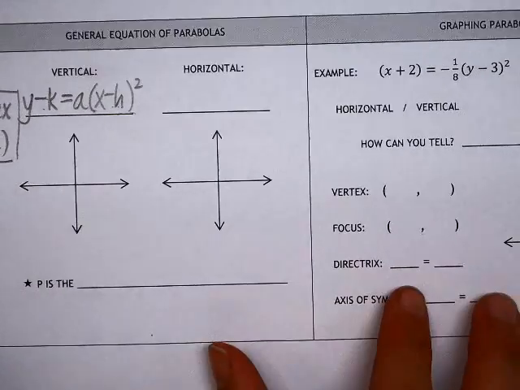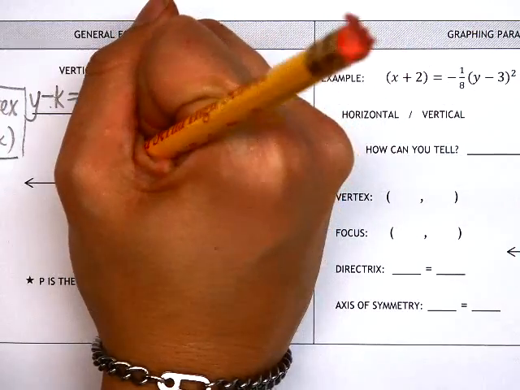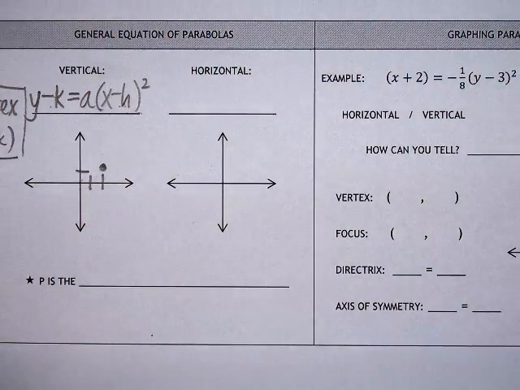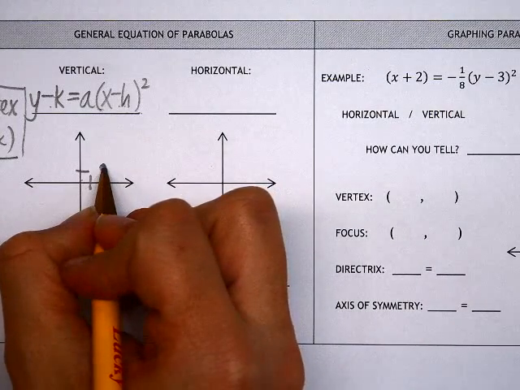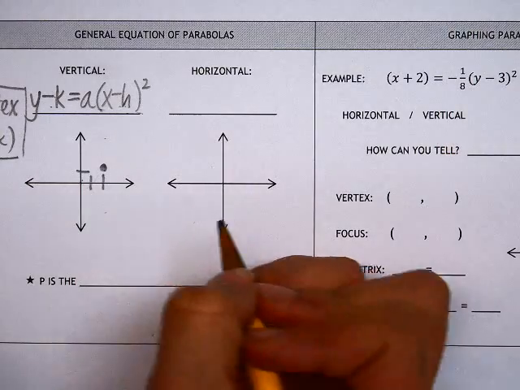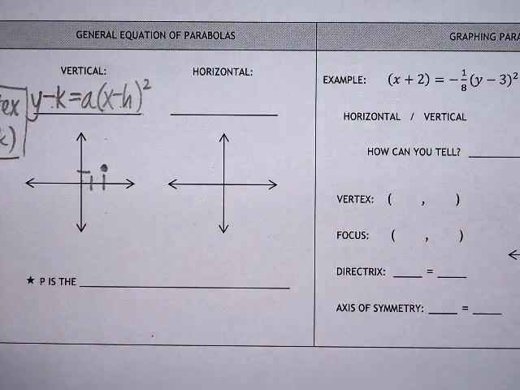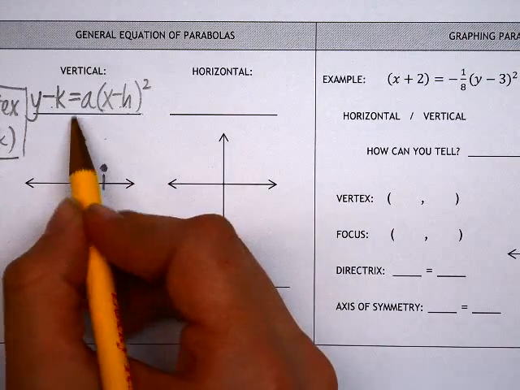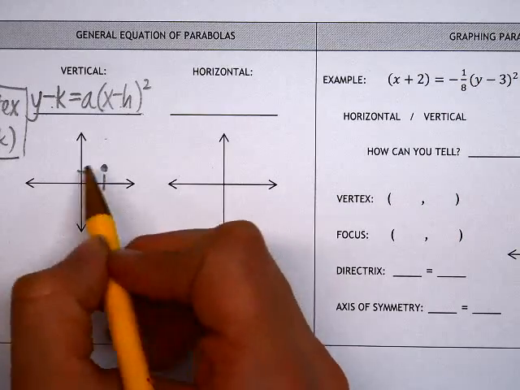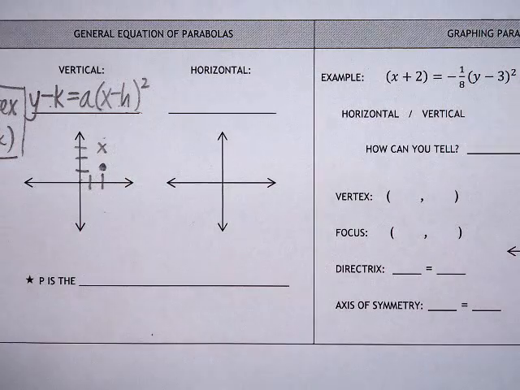An example of what a vertical parabola would look like is a vertex located anywhere. For the sake of argument here, I'll make it right about there. The vertex is always kind of sandwiched by the focus and the directrix. Depending on which way you want your parabola to face, the focus determines that. So if the focus is above the vertex, that means the parabola faces up. If the focus is below the vertex, that means the parabola faces down. So let's say, for instance, our focus was above.